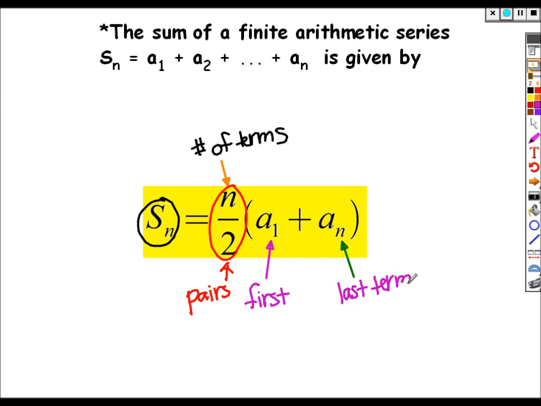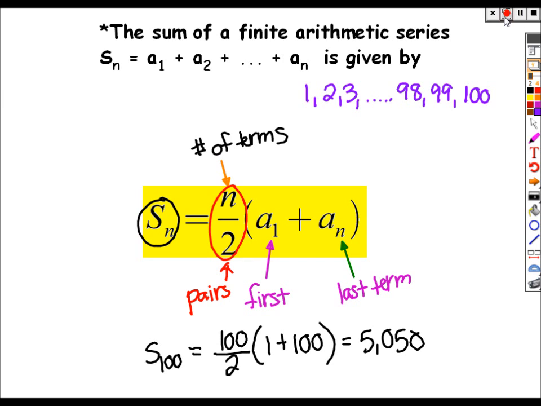So if I apply this formula to what Gauss was looking at, in order to find the sum of the first 100 terms, 1 through 100, you take 100 divided by 2. That gives you how many pairs you'd have. You'd have 50 pairs of numbers. The first number in the sequence was 1. The last number was 100. So if you take 50 times 101, you would get the sum of 5,050.